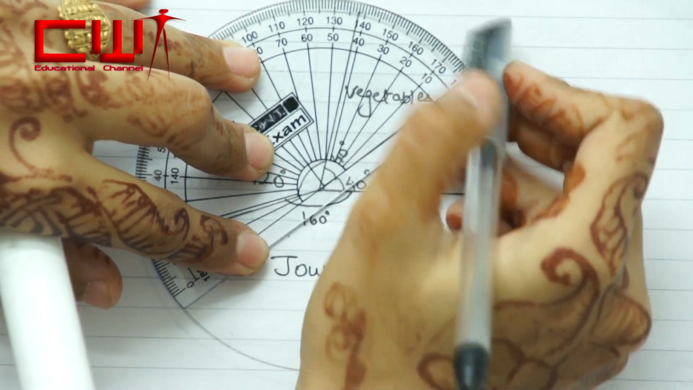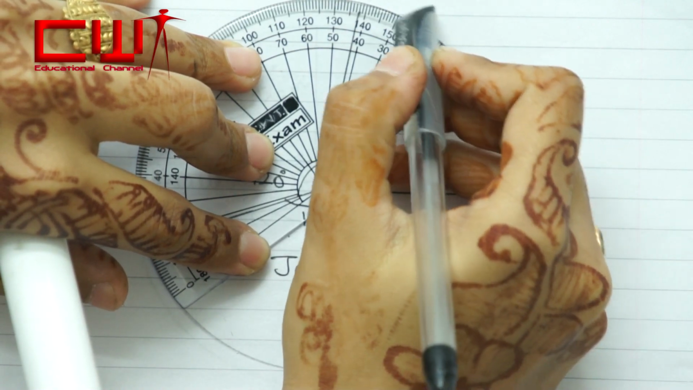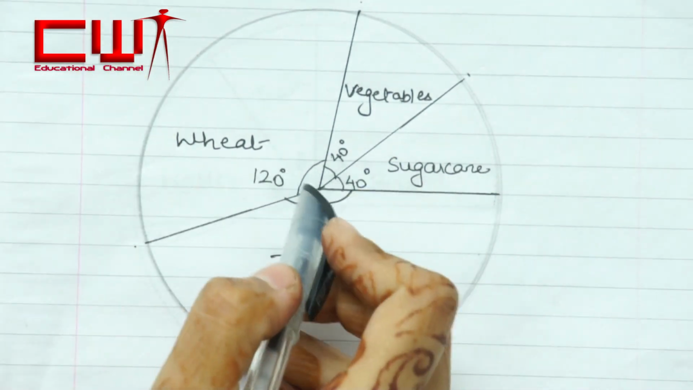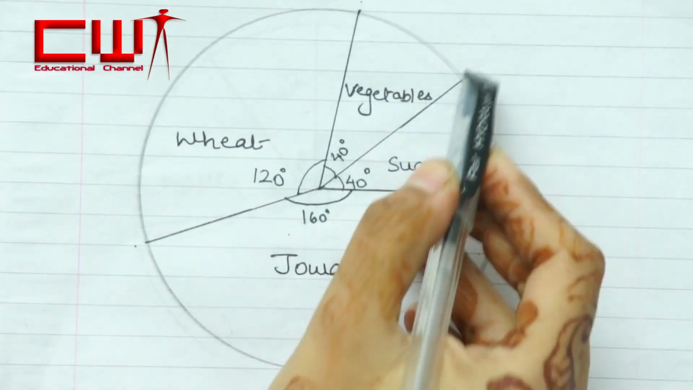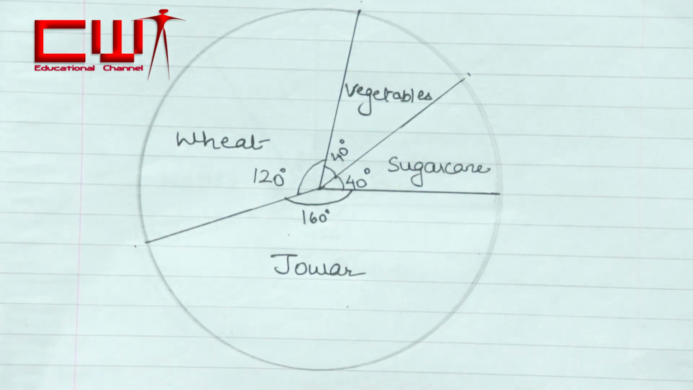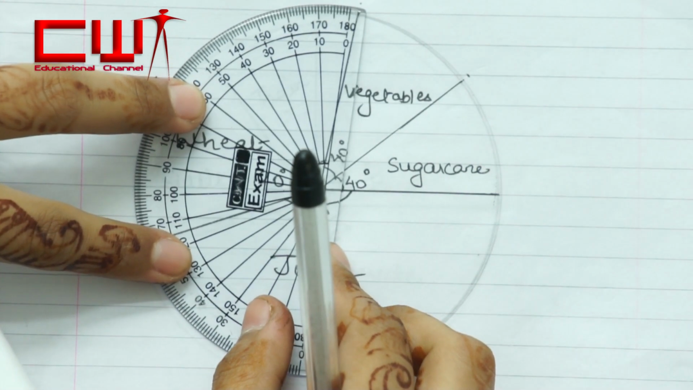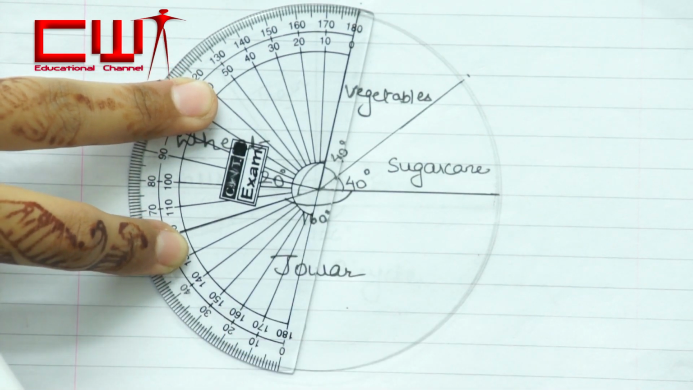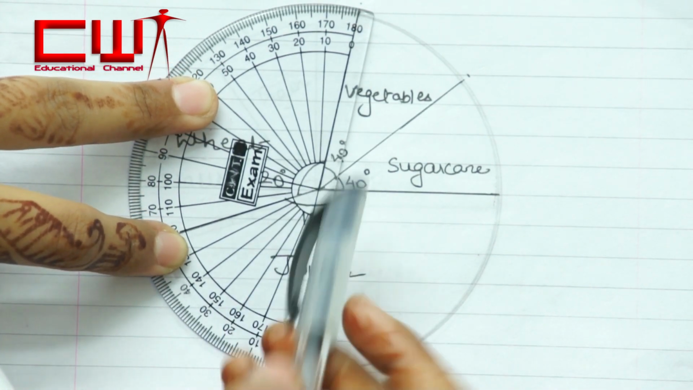Now again you measure 40 degrees: 0, 10, 20, 30, 40. Again draw a line from the circle to the center point, and that will be 40 again. So sugarcane 40 you have got, vegetables 40 you have got. Next highest is wheat, so now you will do wheat. Now put the protractor like this, with the vegetable line as base.